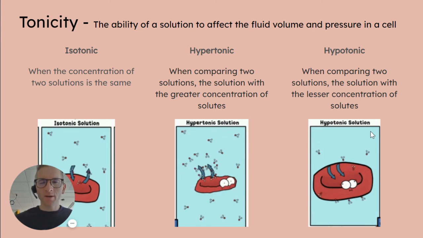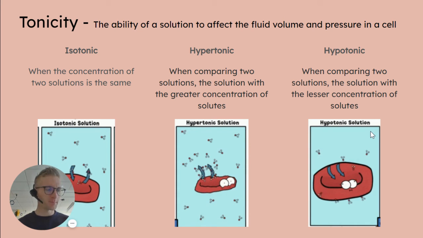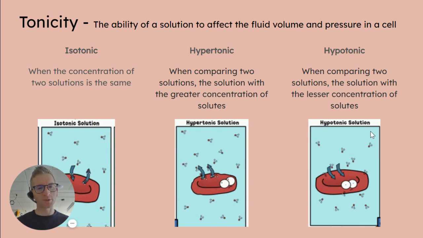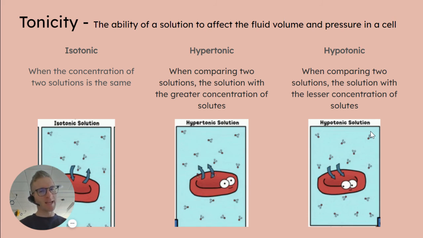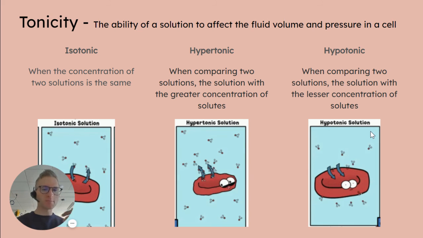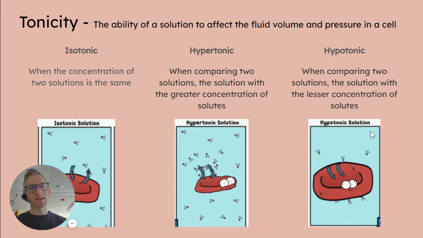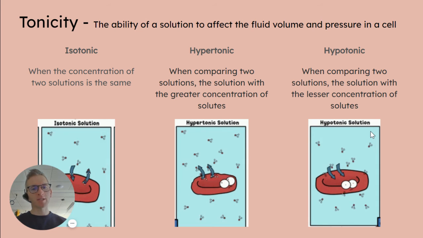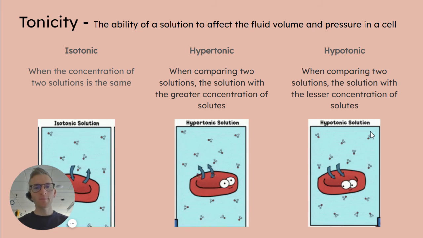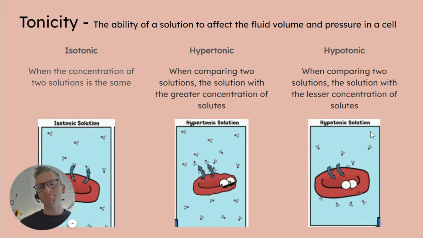So, here are some key terms to help us define those scenarios. Isotonic means when the concentration of two solutions is the same, both inside and outside the cell, for example. Now, again, those particles are always moving. The water is moving back and forth, but it happens randomly and in a zero net direction. Just as much in as out.